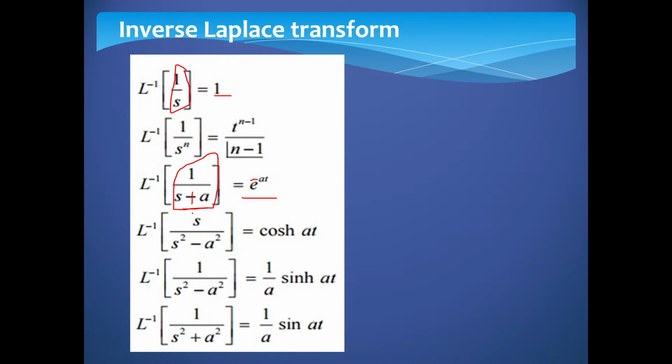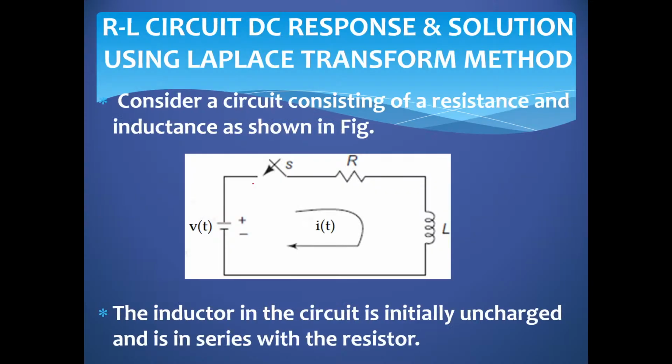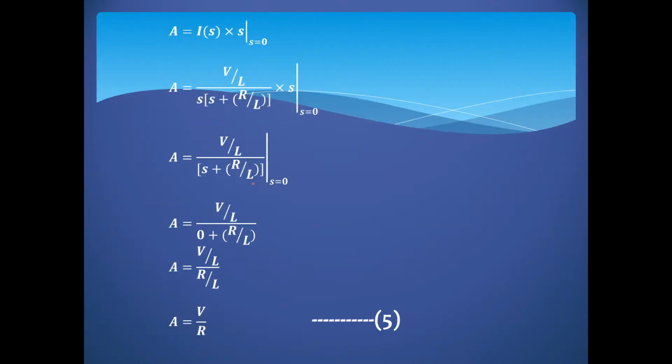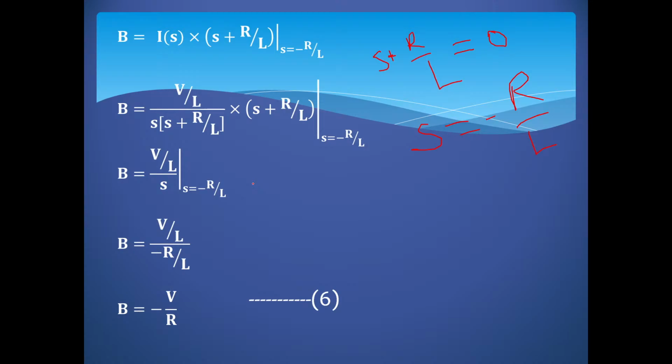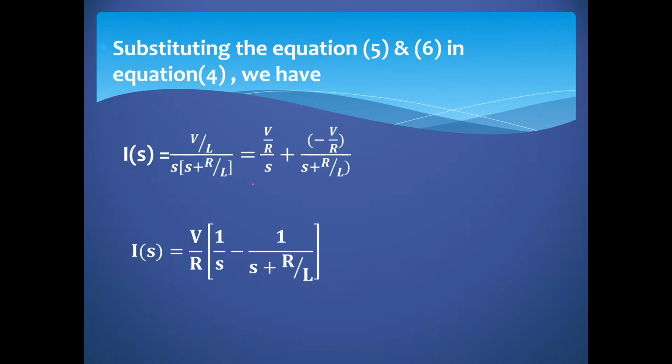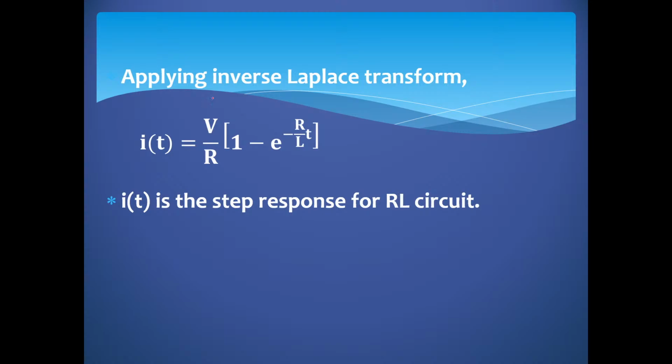Inverse Laplace of 1 by S plus A. A is R by L. For our equation, A is R by L. So inverse Laplace of 1 by S plus A is e power minus at. Minus into minus you will get plus, isn't it? So take the inverse Laplace.